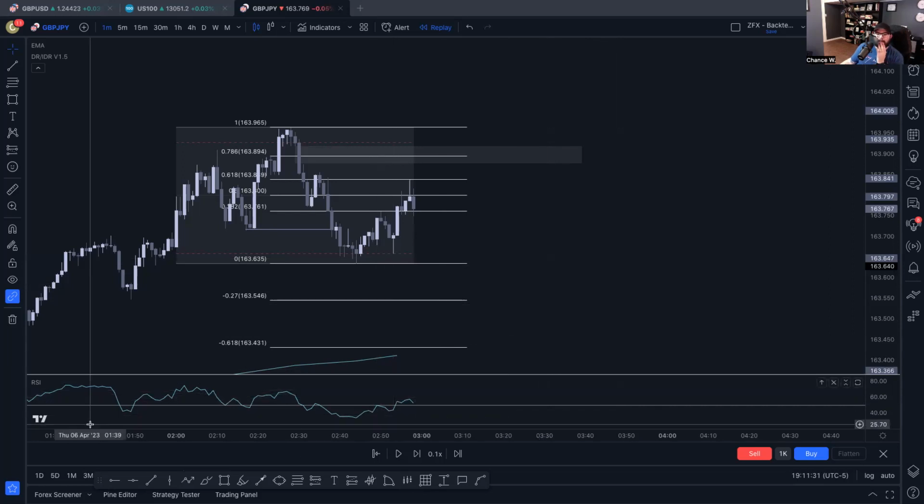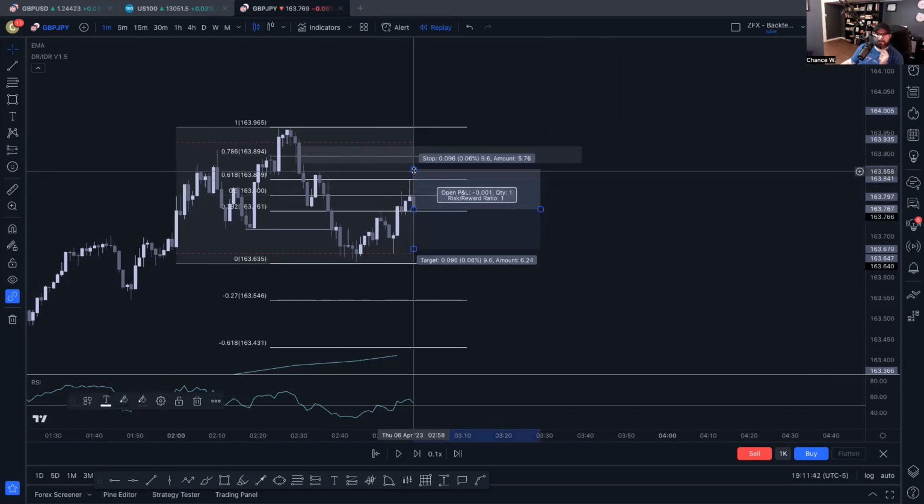So here's the overall rundown. I'm not going to enter this trade. Every being in my fiber wants me to enter short right here. This is what I really want to do because it rejected off the 618.